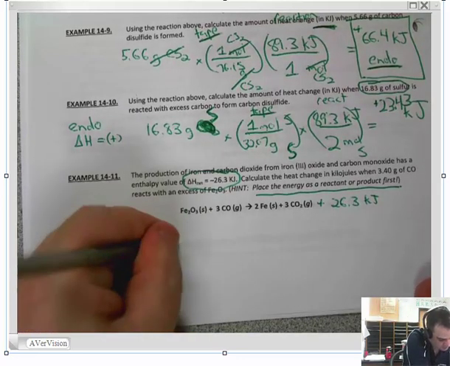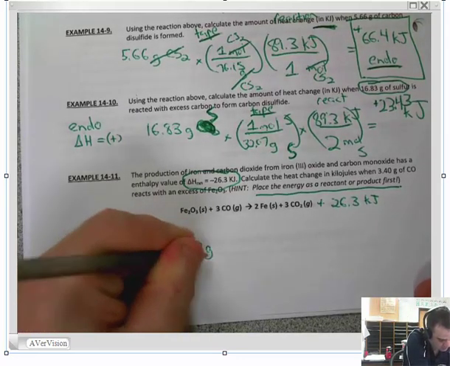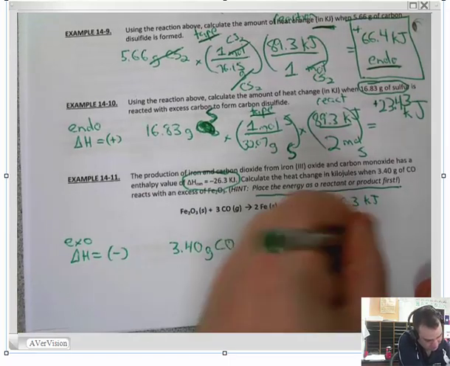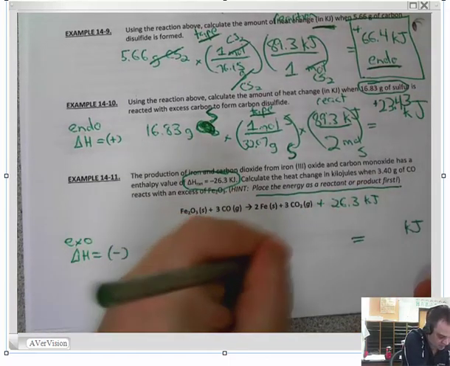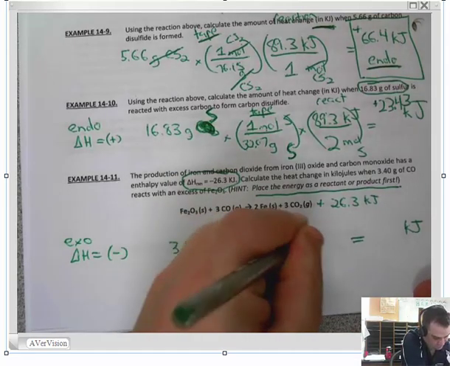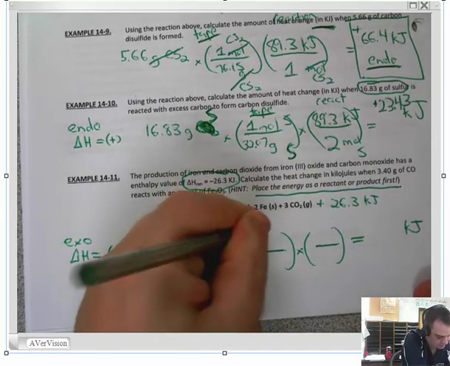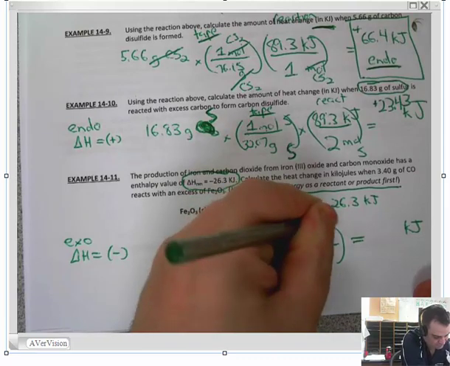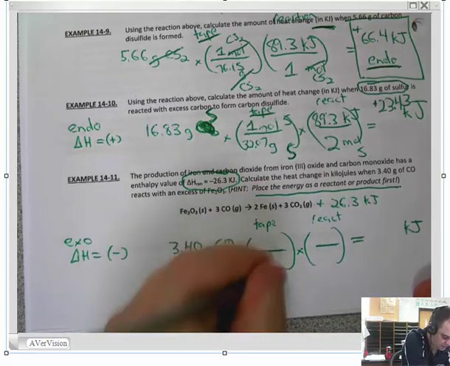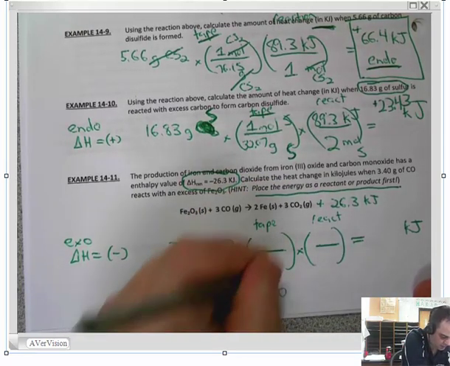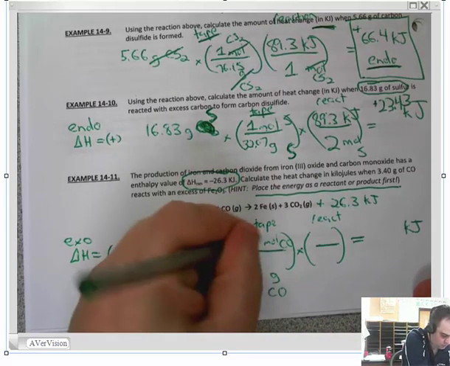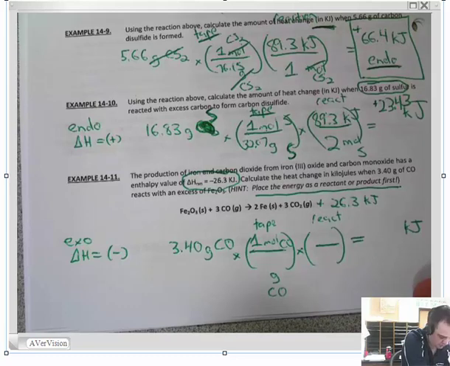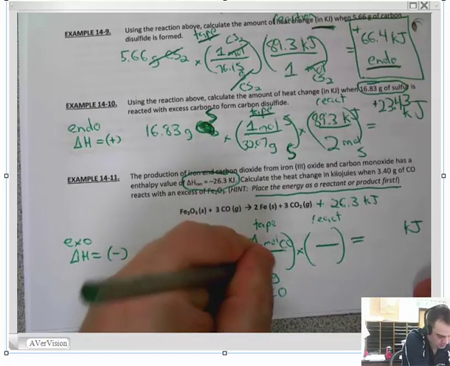So we are going to start off with 3.40 grams of carbon monoxide. We are going to convert that to kilojoules. Again, I'm going to need 2 steps. Got to do the tape. Got to do the reaction. Grams on the top, grams on the bottom. What are we going to convert to? Moles. Tape says 1 mole. Grams, molar mass of carbon monoxide is 28.01.